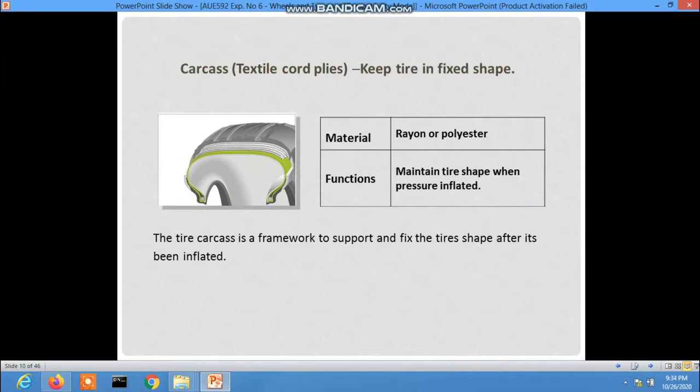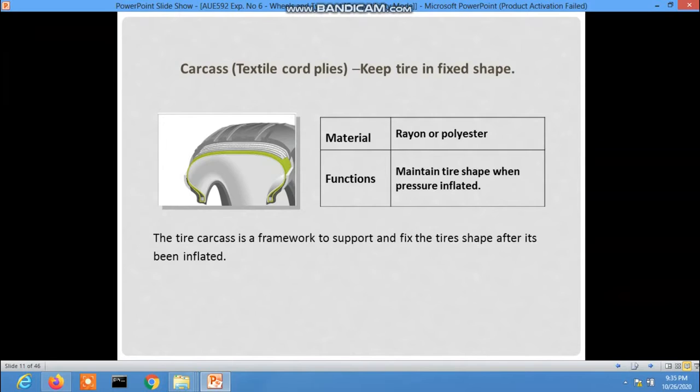Carcass: keeps the tire in a fixed shape. Material: rayon and/or polyester. Function: maintain tire shape when pressure inflated.